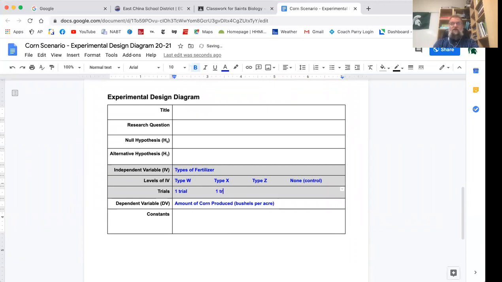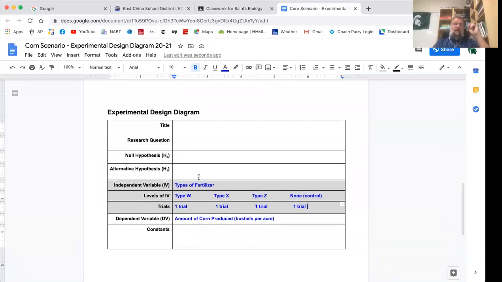So if we asked you to suggest 1 improvement for this investigation, this would be a place where we could definitely suggest an improvement. If it was at all possible, you would definitely want to set up multiple plots for fertilizer W, multiple plots for fertilizer X, and multiple plots for fertilizer Z, as well as your control. But the way it's written, there's 1 trial per group.